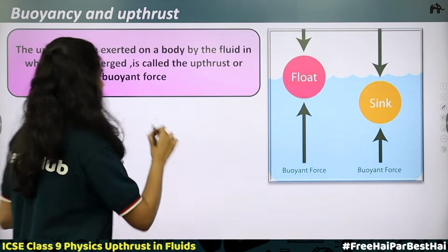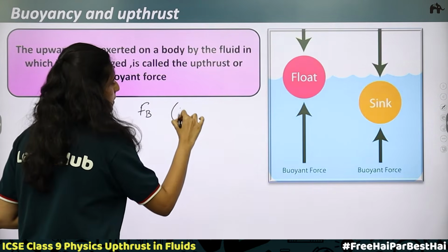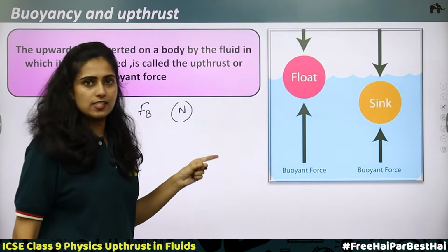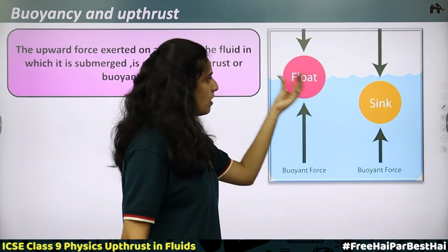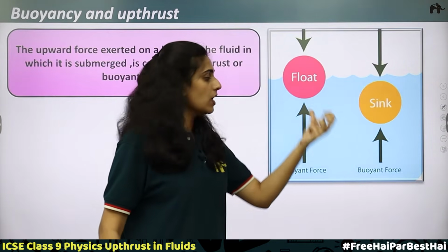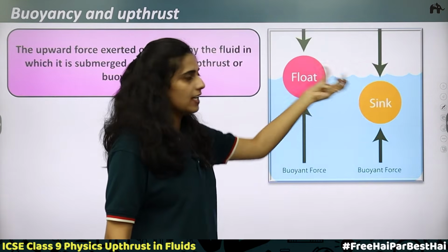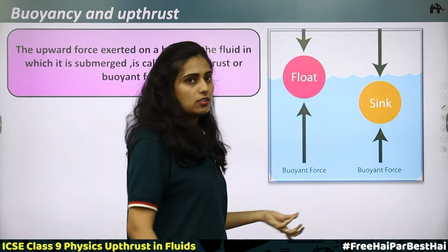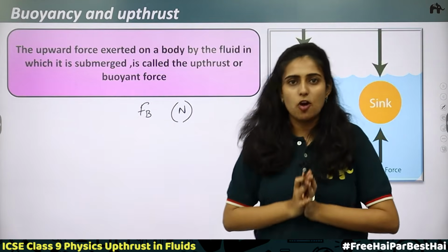Upthrust or buoyancy is represented by FB. This is a force, and therefore the unit of upthrust or buoyancy is newtons. So here you will be able to see that two bodies, one body is floating, the other body is sinking. So what is the reason? The buoyant force is acting in the upward direction. Here the weight is greater. Here the weight compared to the buoyant force is less, and so the body will float. So, got a brief idea about what buoyancy is?